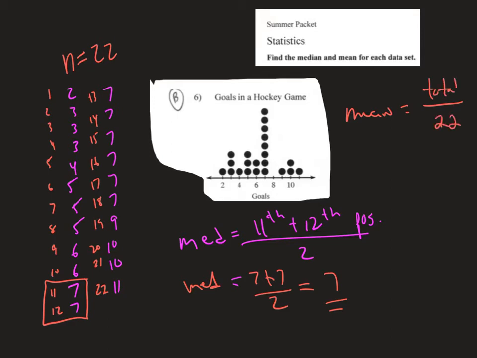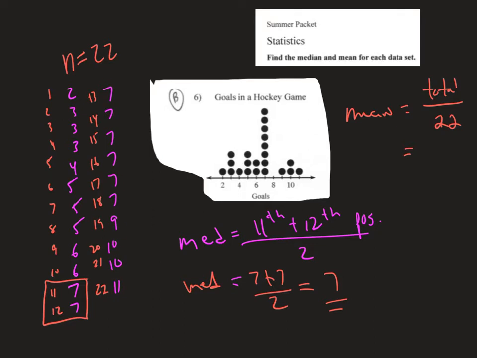Now, just to double back for a second here, one of the reasons I know that it is the 11th and 12th position to average for the median is if I count below the 11th, there's 10 values here. If I count above the 12th, there's 10 values here. So there's the same amount of values above and below.